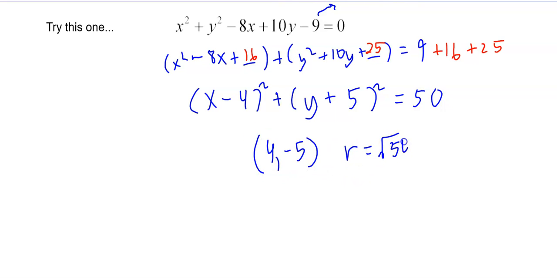You might be able to simplify that. So that's probably 5 root 2. If you want to simplify, that would be great.